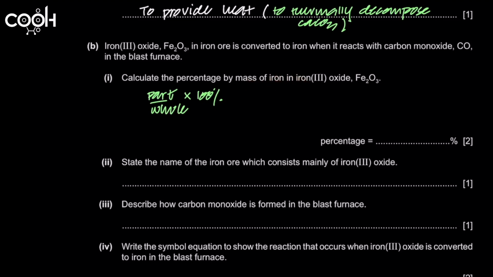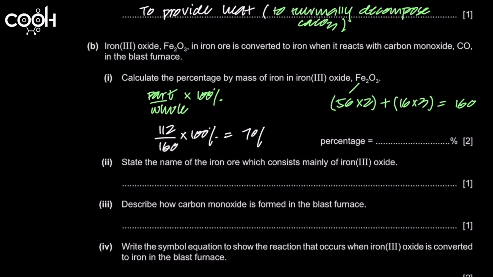So let's calculate the mass of iron. Iron in the periodic table is 56, and since you have 2 irons, you times it by 2. Oxygen is 16, and since you have 3 O's, you times it by 3. If we calculate this, this is going to give me 160, right? So the mass of iron, that's our part, is 56 times 2, which gives me 112, divided by the entire mass of this compound, which is 160, and you times it by 100% to give you the percentage by mass of iron. That gives me 70%, and I'll write 70 right here.